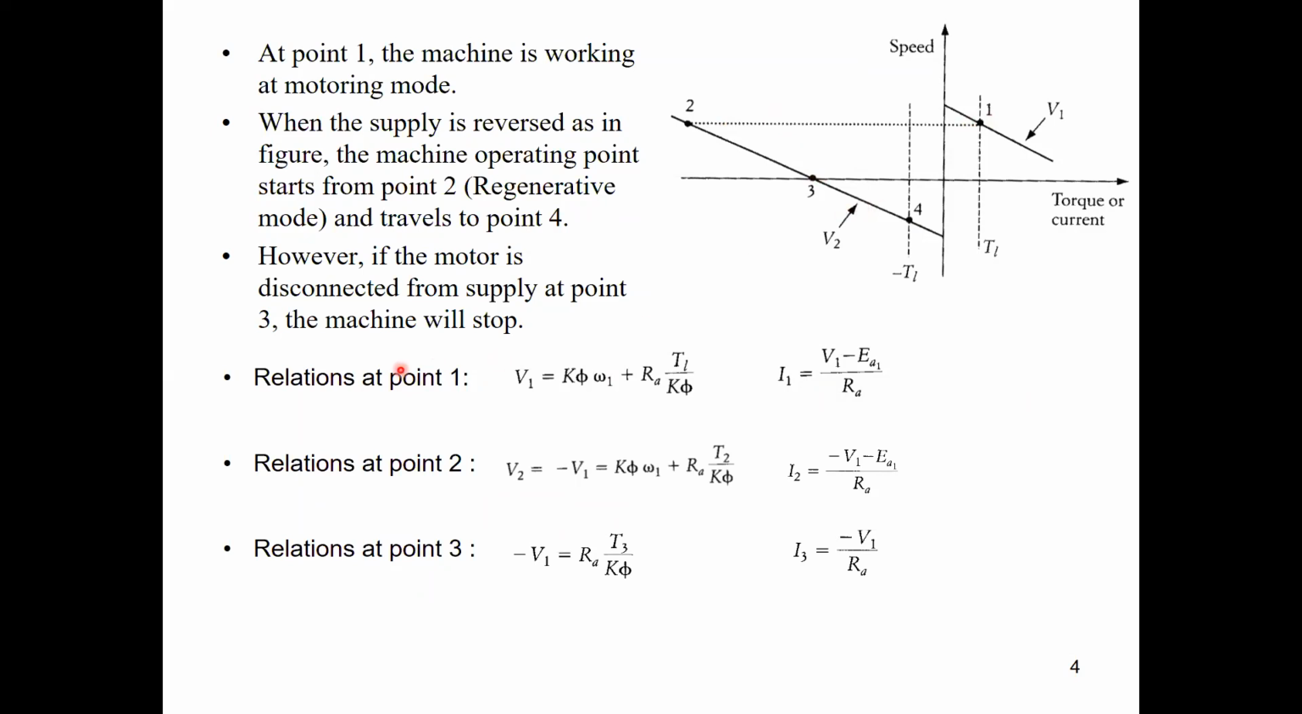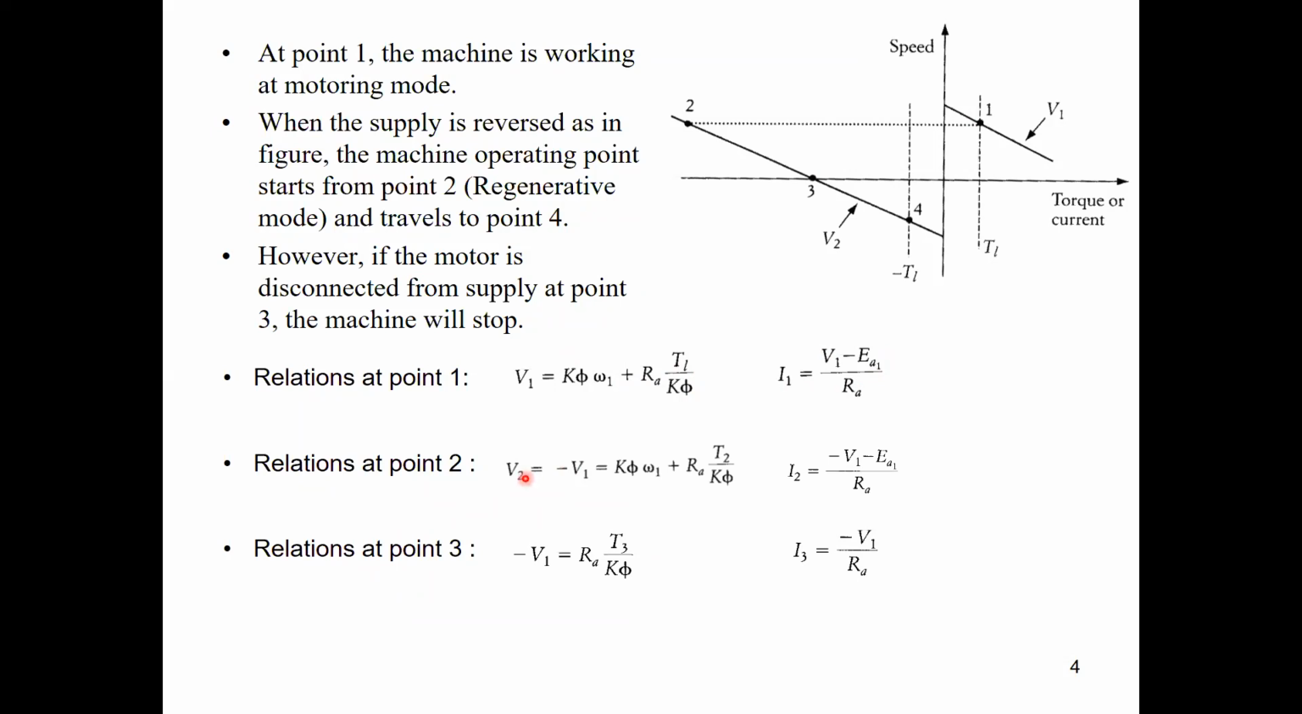At point 1, this is the normal relations for motoring mode. We have V equal K multiplied by omega, which is EA or armature back EMF, plus R multiplied by current, which is equal to torque load divided by K phi, and the current equation is the same, I1 equal to V terminal minus EA at point 1 divided by the armature resistance.